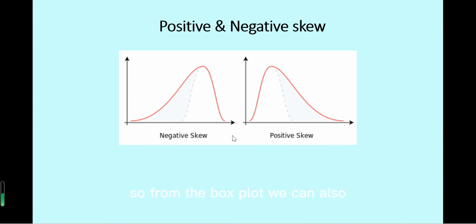So from the boxplot, we can also quickly see the counterpart of the density plot. So this is the density or probability density plot. This is negative skew and this is positive skew, which means they are both not symmetric in data observations in the range. Positive skew has a longer tail at the right side and negative skew has a longer tail at the left side of the density function.